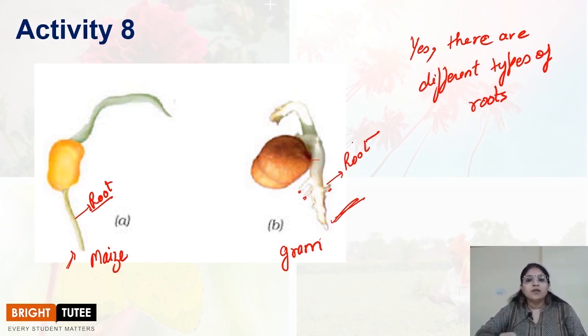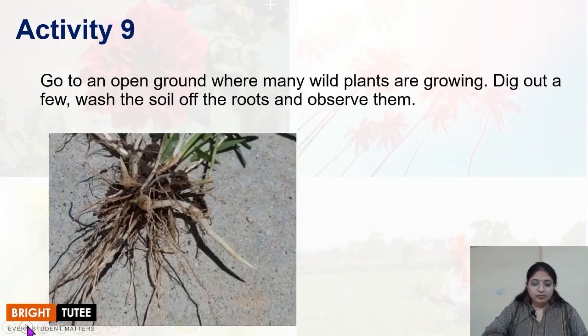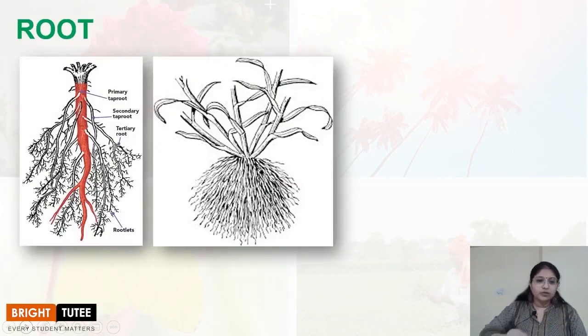We will come back to this after we perform another activity. What you have to do for this activity is go to an open ground where many wild plants are growing. You dig out a few of them and wash the soil off, and then you observe the root. So as you can see, some of the plants will show this kind of root. If I show you these two roots, this is A and B.